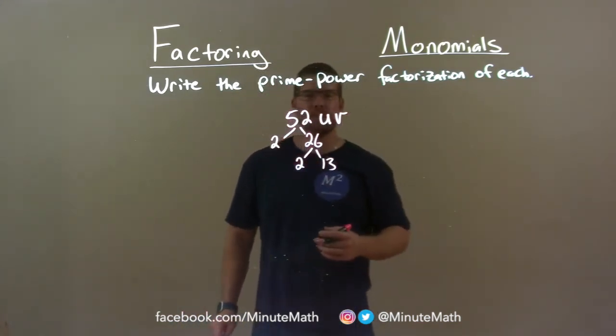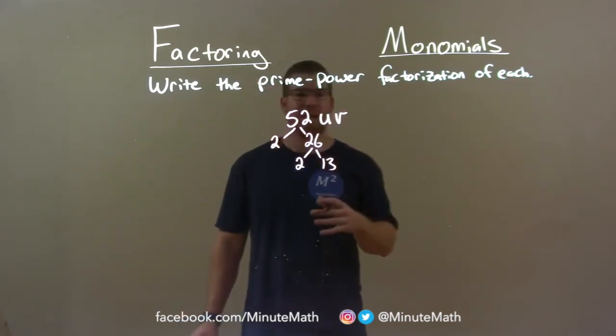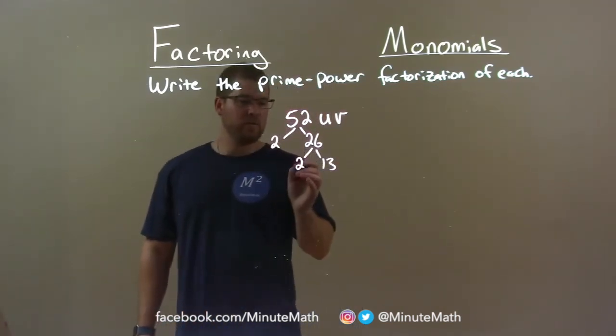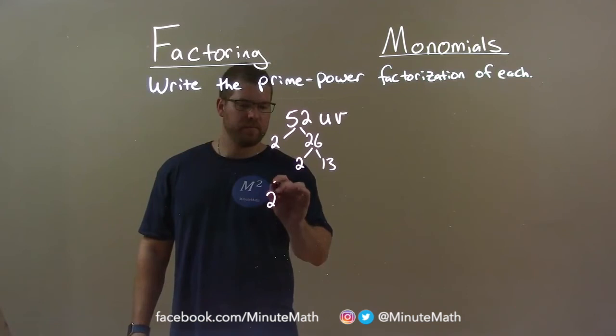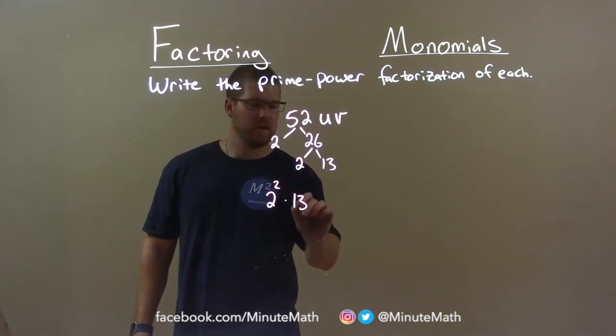We're done with 52. U and V, no sense in breaking those down. So our final answer, well, 2 times 2 is 2 squared. 2 squared times 13 times U times V.